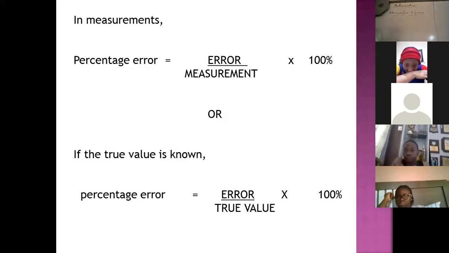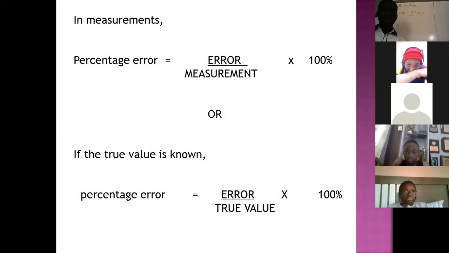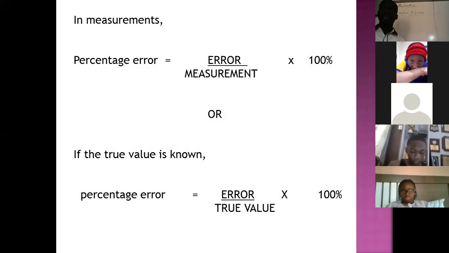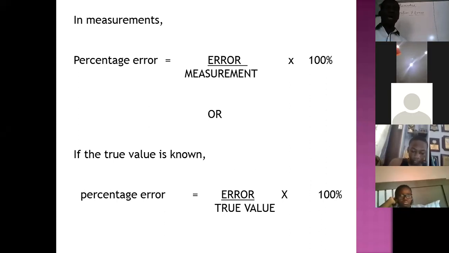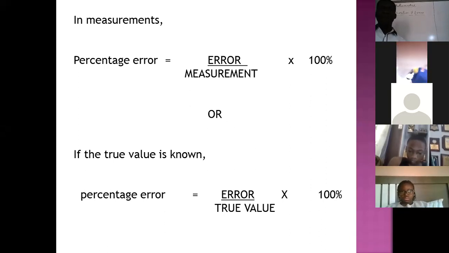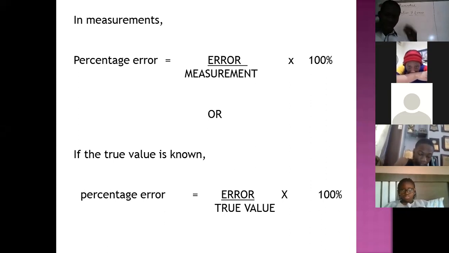Now, calculating error. Percentage error is given as error over the measurement times 100%. And in case you know the true value, there are some standard values like that. Once you know the standard value and you measure, it may be lower or higher than the standard value. For that, percentage error is given as error over the true value multiplied by 100%. Just bear that in mind whenever you come across it.